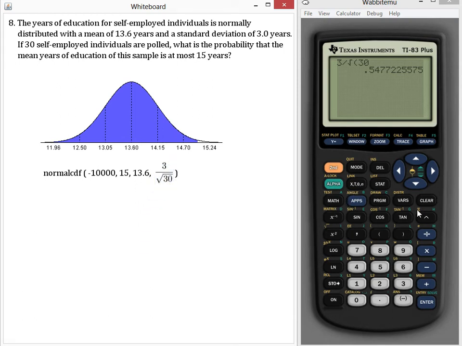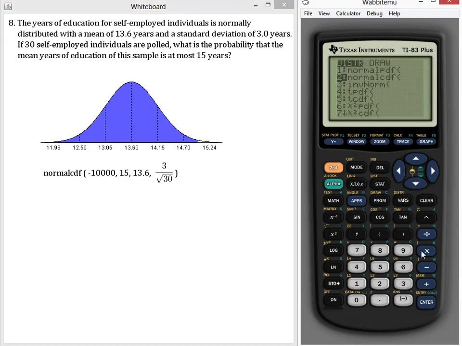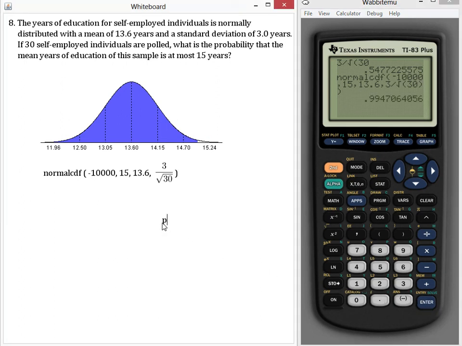So now when I input this into the calculator, normal CDF, negative 10,000, comma 15, 13.6, and then lastly, that would make a difference. There we go. And lastly, I'm going to put in the 3 divided by the square root of 30. And that will give me my probability, which in this case is 0.9947.